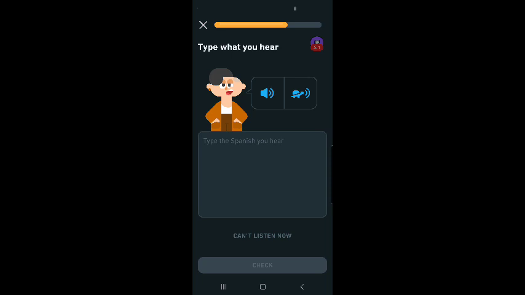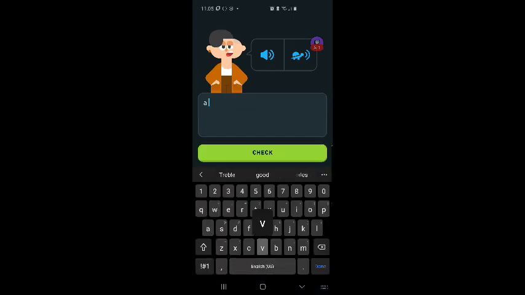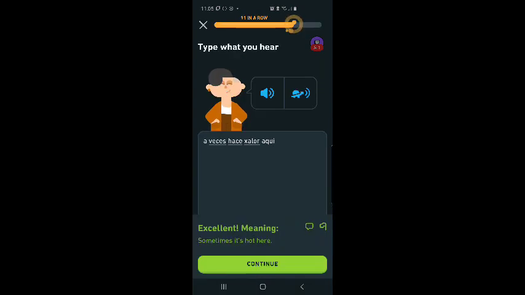A veces hace calor aquí. Te amo, Olivia. A veces hace calor aquí. Sometimes it's hot here. A veces is sometimes. Oh, I have a spelling error. Calor is spelled with a C, not an X.